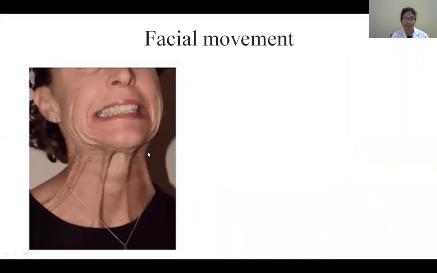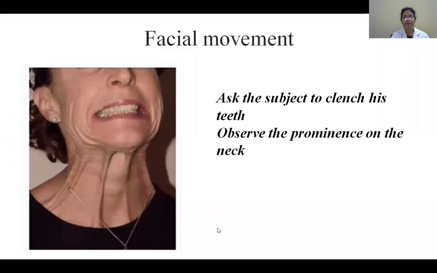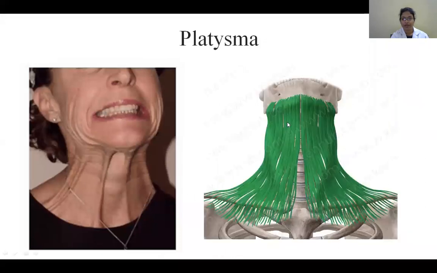Another important muscle we assess is platysma. Look here. So how do we assess platysma? What we do is we ask the person to clench her teeth like this, and what you observe over here is prominence of the platysma muscle. So when the person clenches his teeth, this muscle becomes prominent, which is observed as prominence over the neck. So this muscle is platysma. Look here. It is spread like a web over the neck.